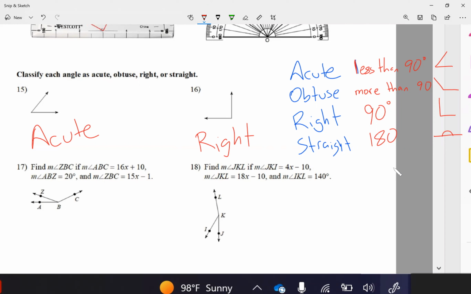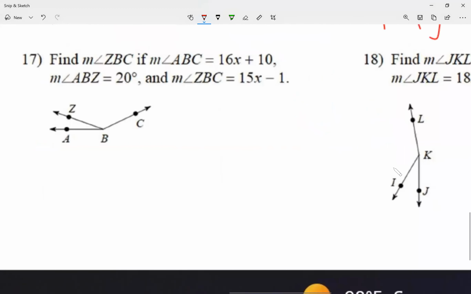Now let's take a look at question number 17. I'm going to use measurements of angles, and here I'm going to solve for a letter. Then I'm going to use the value of my letter to solve for an angle. In reality, what we're going to be doing here is what we call the angle addition postulate. Angle addition means I'm going to be adding angles. Postulate just means the rule.